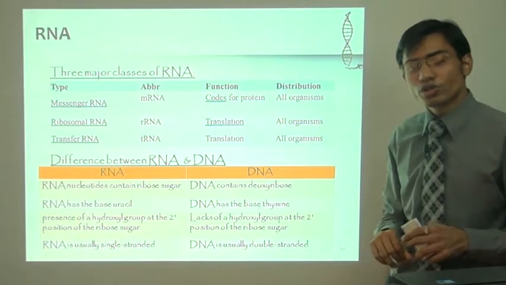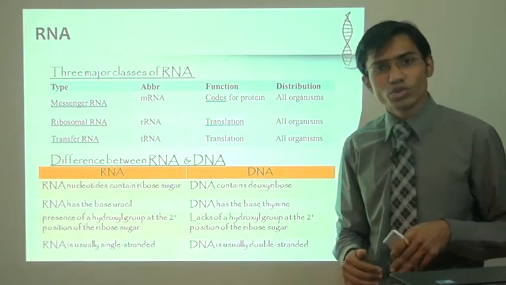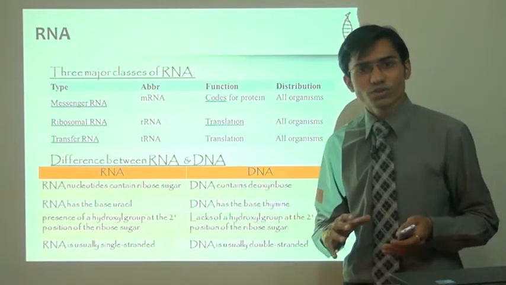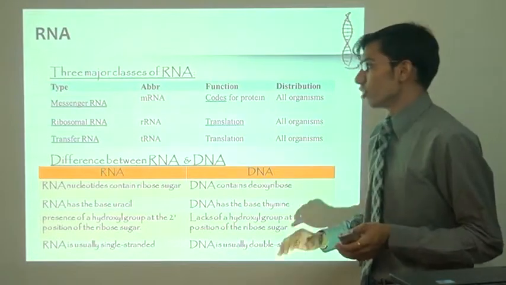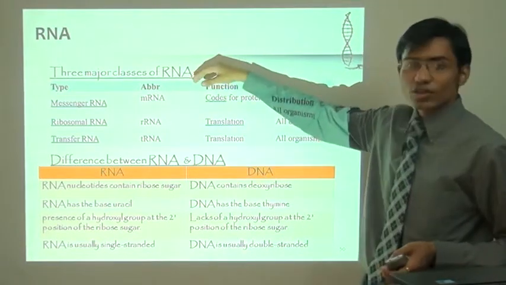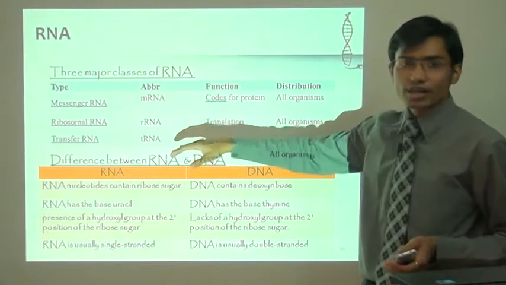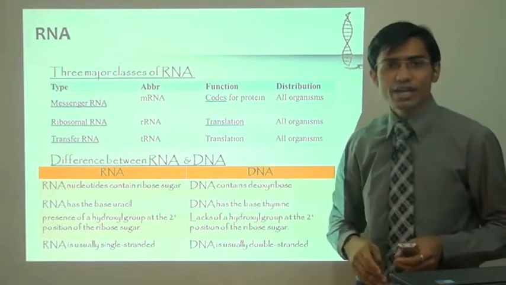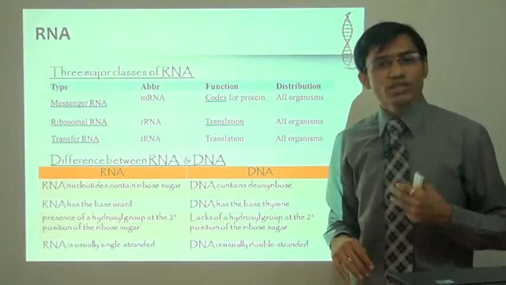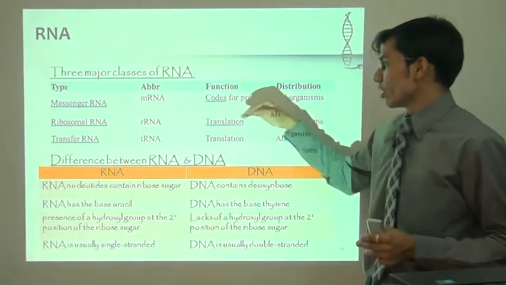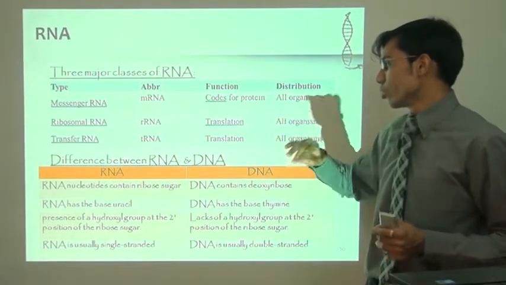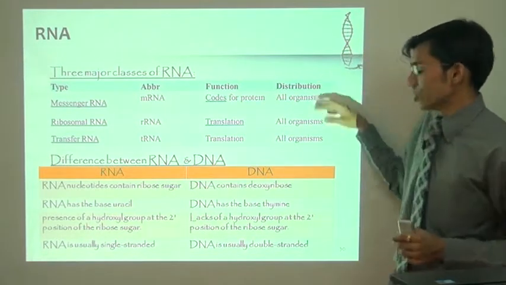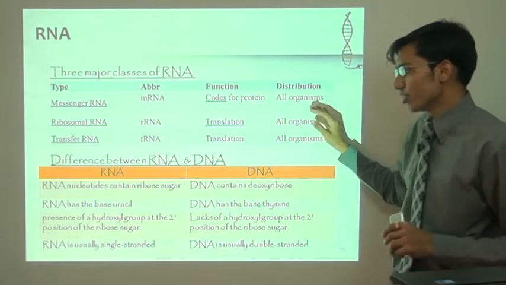After DNA we are going to learn about RNA, which is ribonucleic acid. DNA was deoxyribonucleic acid. So we are going to understand what is the difference between deoxyribose and ribose, right? Firstly, there are three major classes of RNA: messenger RNA, ribosomal RNA and transfer RNA, abbreviated as mRNA, rRNA and tRNA. Their functions: mRNA codes for protein, ribosomal RNA helps in translation, and transfer RNA helps in translation. Their distribution is in all organisms. RNA is present in all organisms.